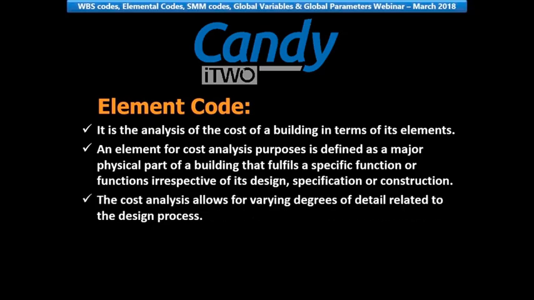The cost analysis allows for various degrees of detail related to the design process. Broad costs for building types are needed during the initial period, and progressively more detail is required as the design is developed. The elemental costs are related to square meter of gross internal floor area, and also to a parameter more closely identifiable with the element's function, the element unit quantity.